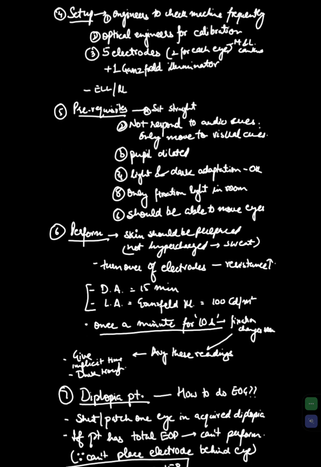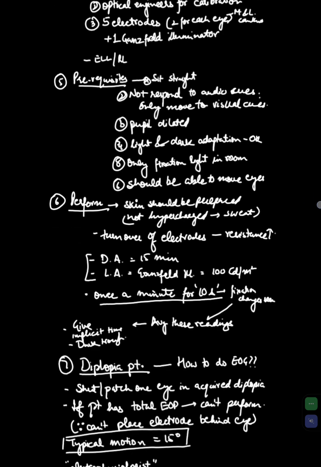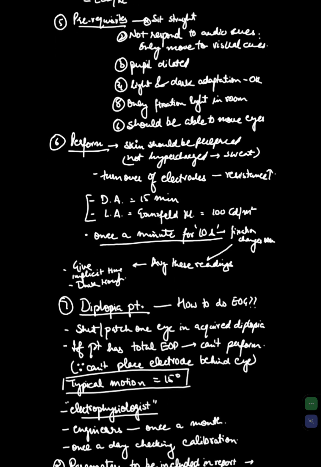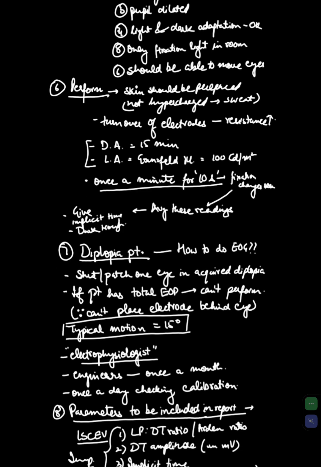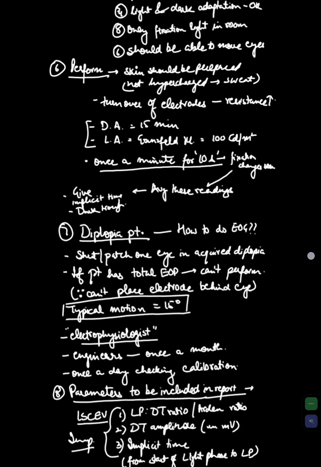In a diplopia patient, how to do EOG? We have to shut or patch one eye in acquired diplopia. If the patient has total extraocular paralysis, we can't perform it because we can't place the electrode behind the eye. The typical motion needed is around 15 degrees. The people who do the electrophysiology test are the electrophysiologists, and the engineers have to come at least once a month, and once a day the calibration should be checked.